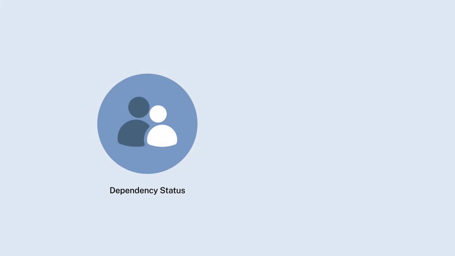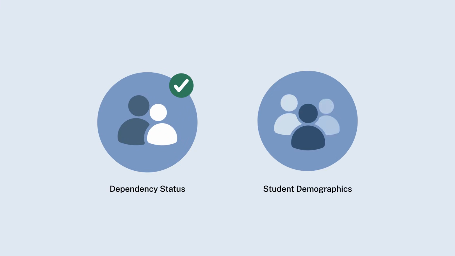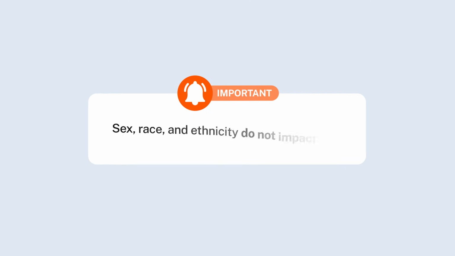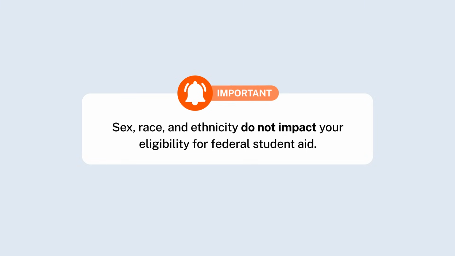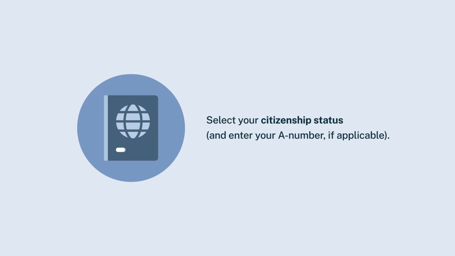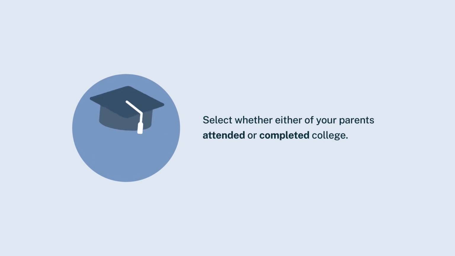After your dependency status is determined, you'll continue to the student demographics section. You'll be asked to provide your sex, race, and ethnicity through a series of questions, but these answers are for research purposes only and will not affect your federal student aid eligibility. Next, you'll select your citizenship status and enter your A number if applicable, and then you'll select whether either of your parents attended or completed college.